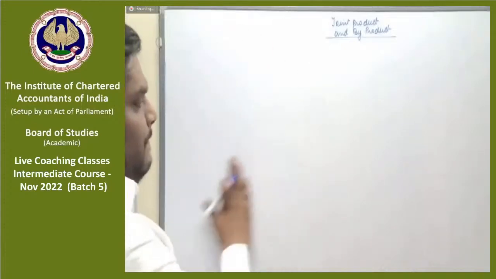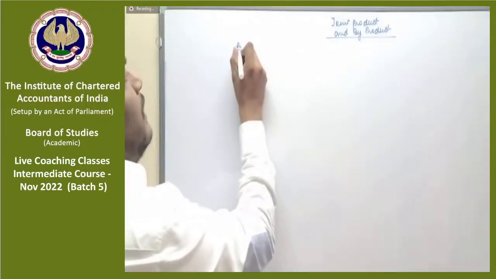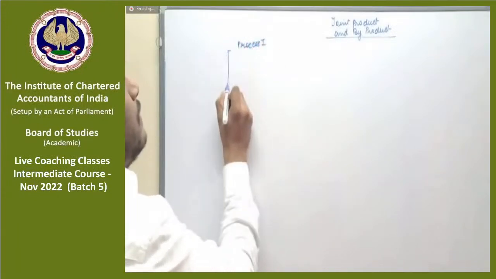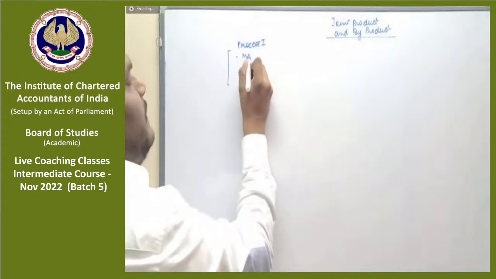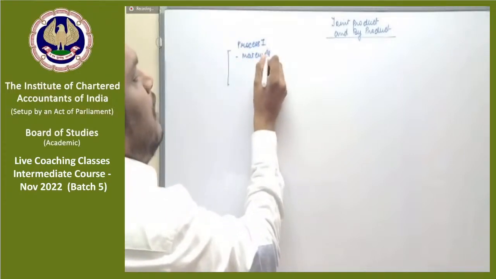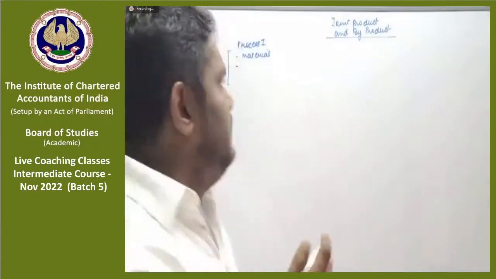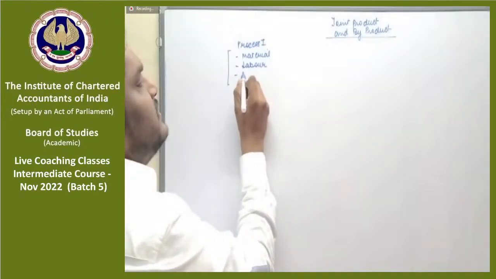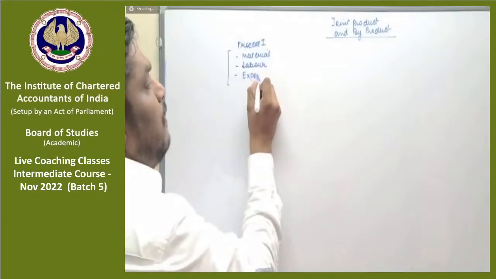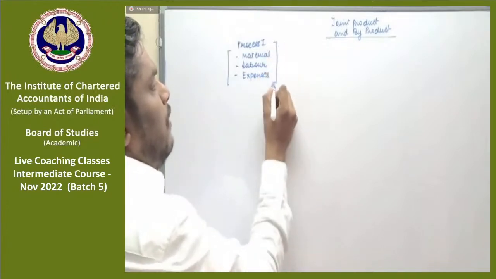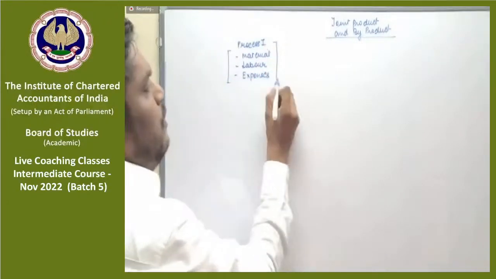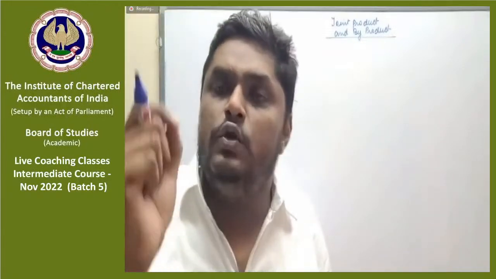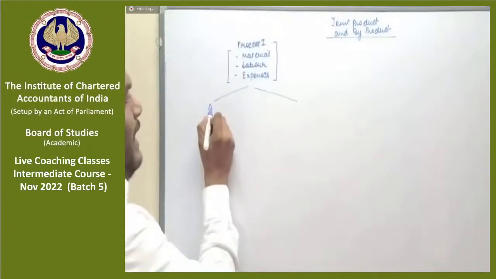So let's say there is a particular process first. I put an input in process first as material. Apart from this, conversion costs are incurred, let's say labor and other expenses. Now from this process, we are getting two products. The output of process is what? Two products, that is product A and B.